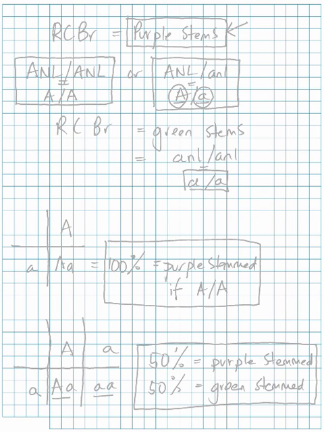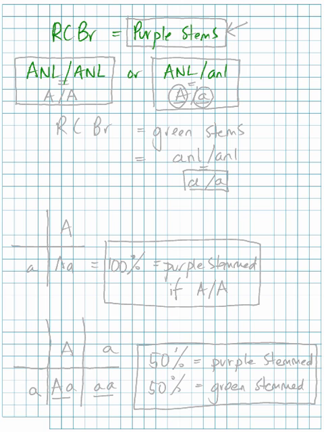Okay, so what about the situation where we're just given the information that you have a rapidly cycling brassica wrapper that has purple stems? So in that case, the purple stems could either be big A big A, or big A little a. They're both going to give you purple stems. So the question is, how could you tell?